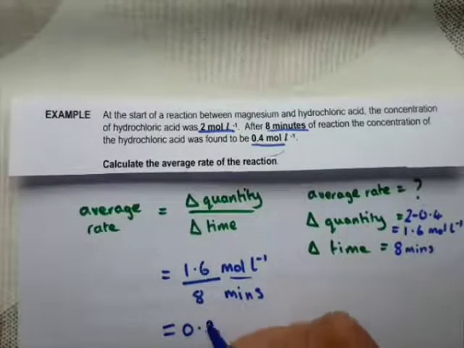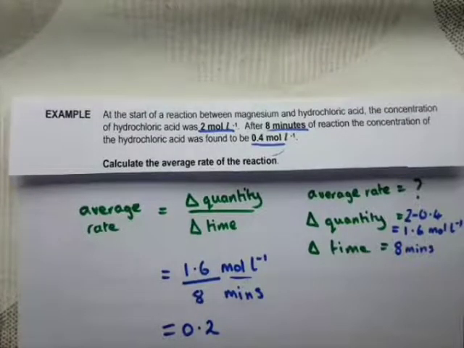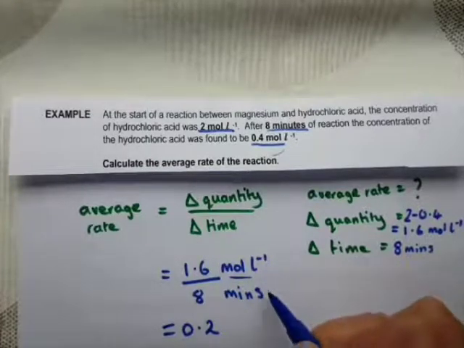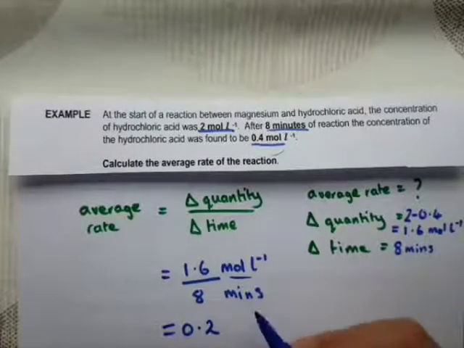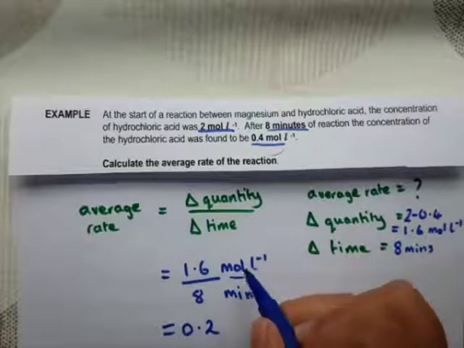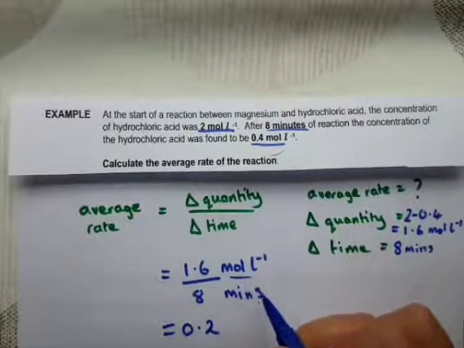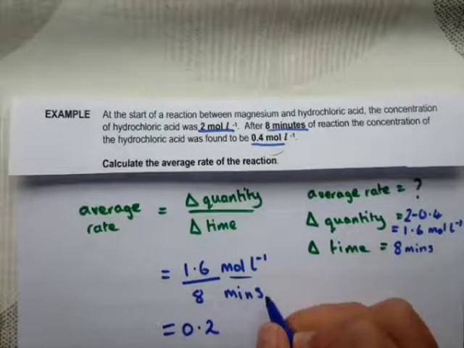1.6 divided by 8 is 0.2, but what are the units? That's a really important thing that you need to be able to figure out in any equation, and particularly when we're doing reaction rates. And that's part of the reason why I've written the units for the two quantities that we put into this equation. So what we're doing is quantity divided by time. Our quantity is measured in moles per litre and our time is measured in minutes. So really, our units are moles per litre per minute.